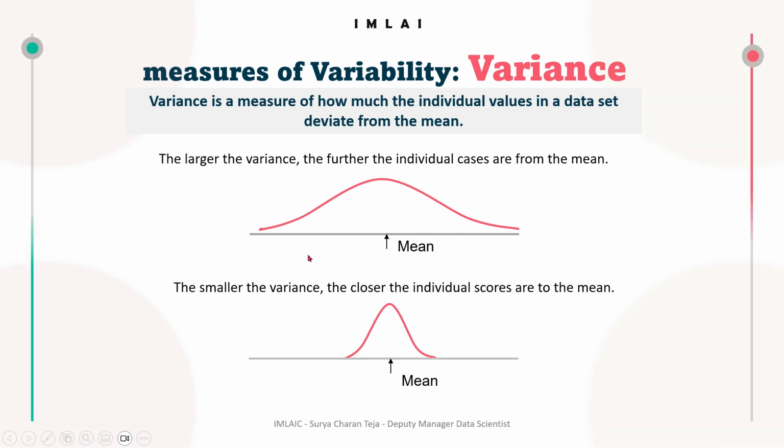So that's how the variance makes a huge difference when you want to understand the variability or spread of a data set. Again, I'm repeating: the larger the variance, the further the individual cases are from the mean. The smaller the variance, the closer the individual scores are to the mean. This is the main interpretation you have to take from the variance.